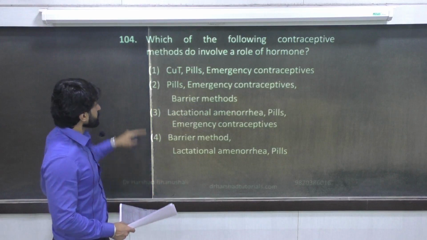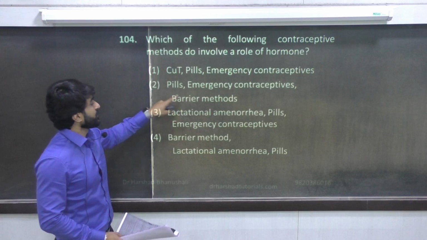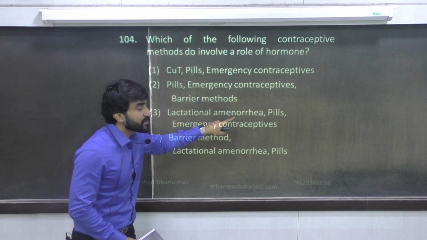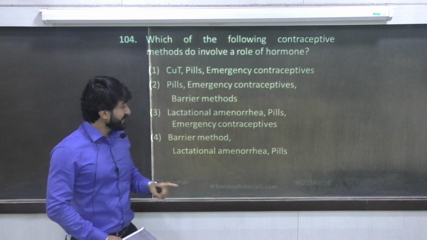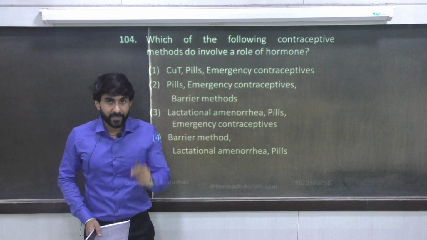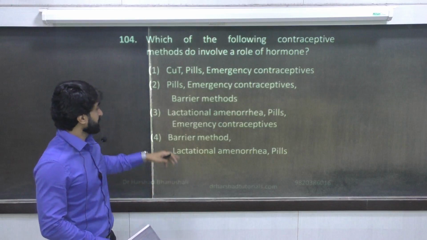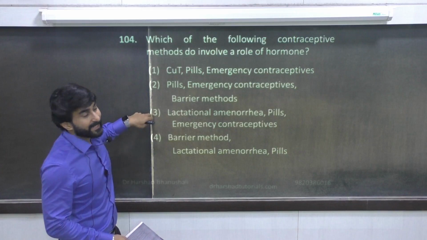If you see the second option, it says pills, emergency contraceptives and barrier methods. Again, it rules out this option because barrier methods are not hormonal methods. So this gets ruled out. If you see statement 3, lactational amenorrhea, lack of menses during lactation. Now, the reason why lactational amenorrhea exists is because during lactation, prolactin levels are high and prolactin prevents ovulation. So this is because of prolactin hormone. Pills are hormonal, progesterone, estrogen. Emergency contraceptives, as you all know, are hormonal pills. So our correct answer for 104 would be option number 3.